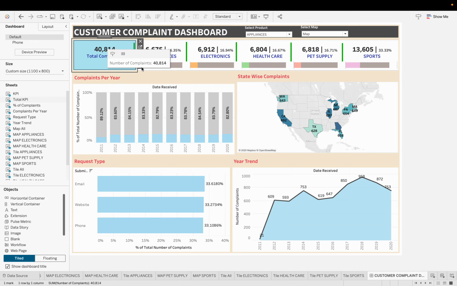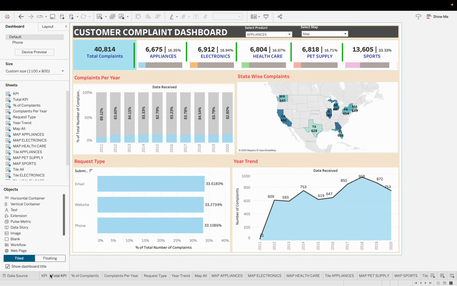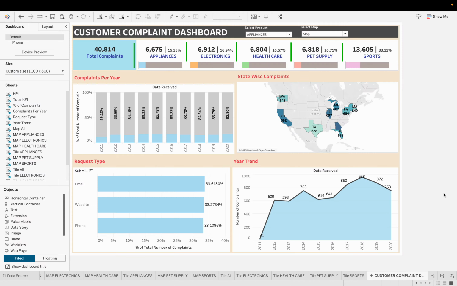Looking at the first thing, we can look at the KPIs that we talked about initially, right? The KPIs, which was one of the first sheets we talked about, have been important here. So this is like a quick look into everything we've discussed so far. We have your KPIs at the very top. You have again appliances, electronics, healthcare, pet supply, and sports. And very, very evidently, sports is winning.